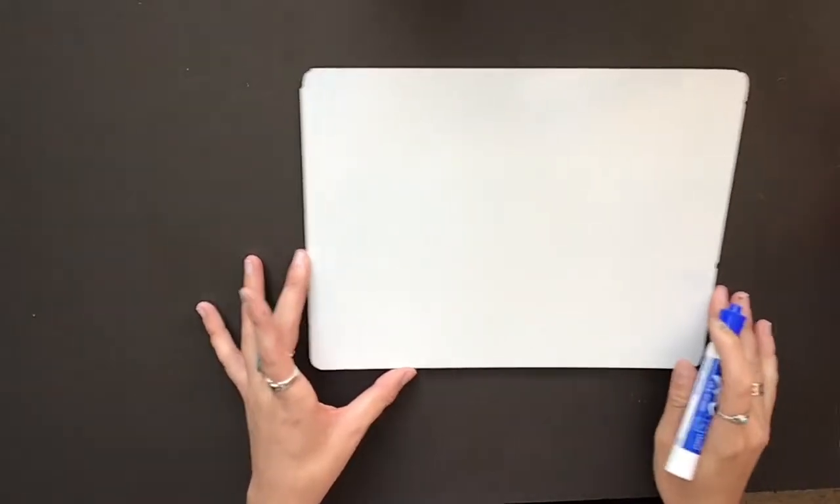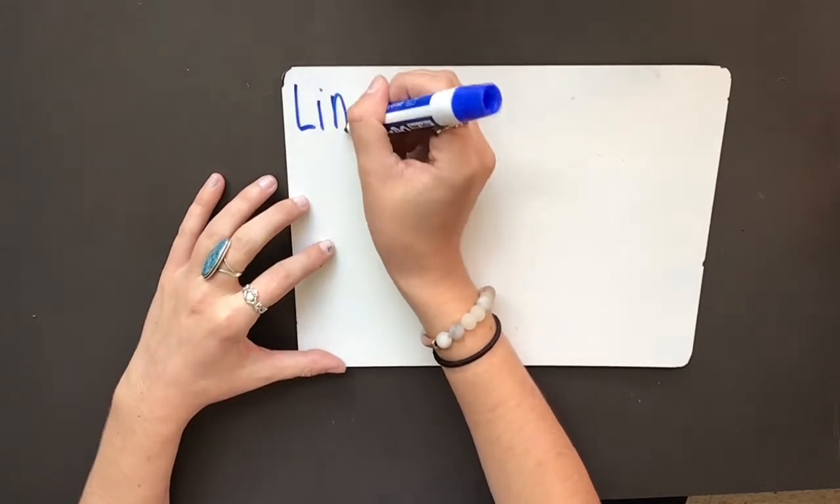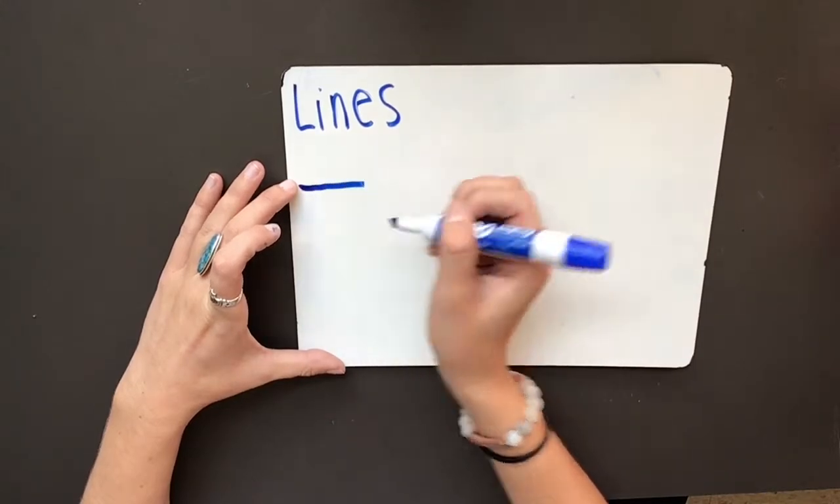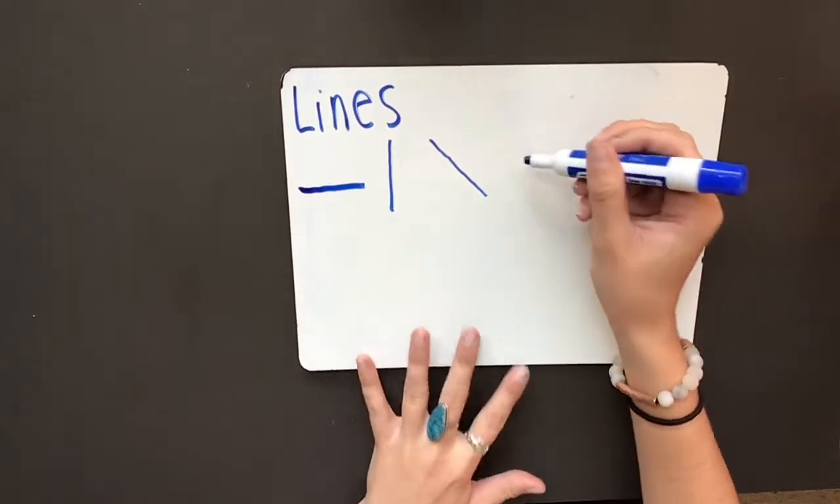Today we are going to learn about lines and shapes. Everything around us is made up of lines and shapes. So what kind of lines are there? Well, I know that there are straight lines. That's a horizontal line. That's a vertical line, and that is a diagonal line.